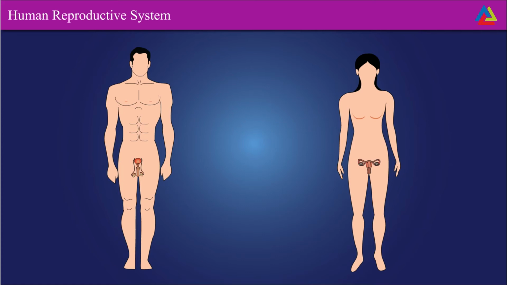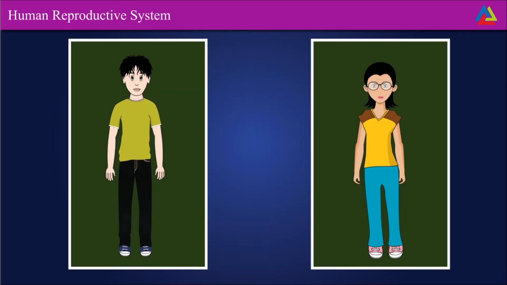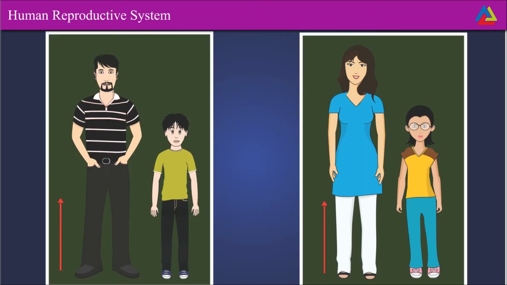Now the human reproductive system, which is highly evolved. The reproductive system becomes functional at a definite age, called puberty. Males reach puberty at the age of 13 to 14 years, while females reach puberty at the age of 10 to 12 years. Changes in the body at puberty, such as increase in breast size in girls and new facial hair growth in boys, are signs of sexual maturation.